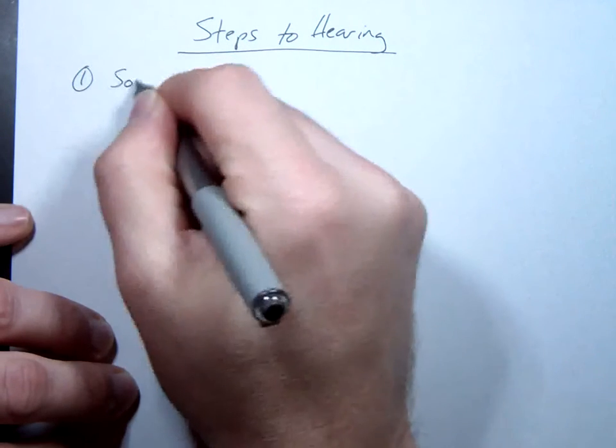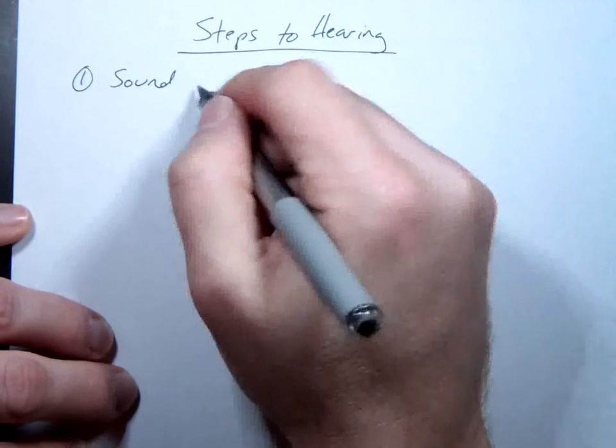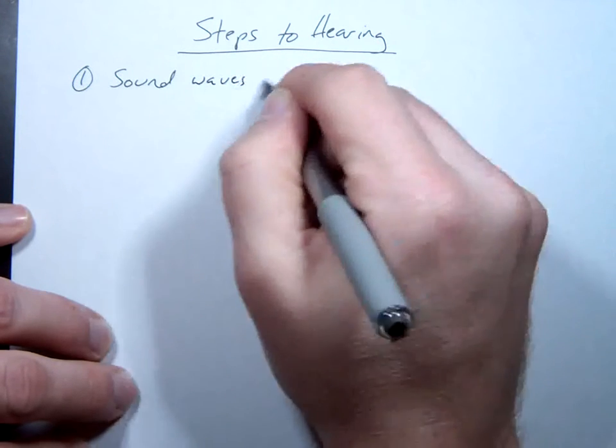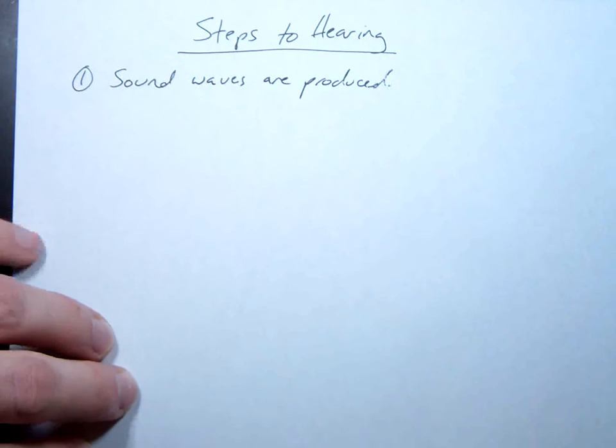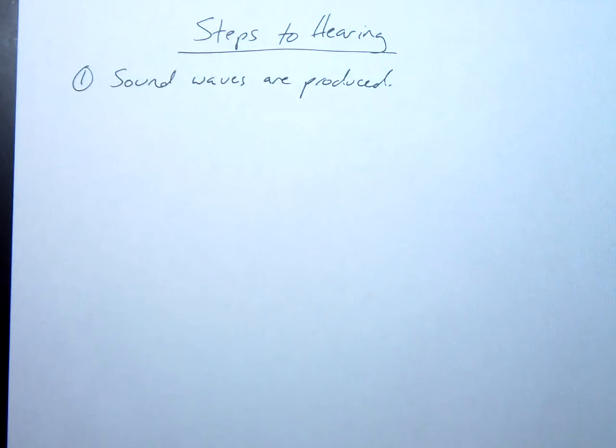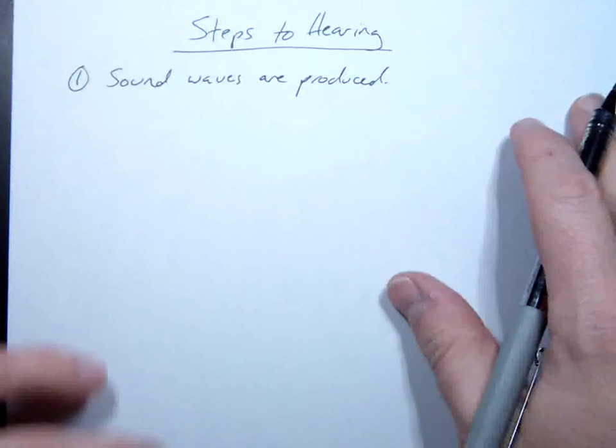First, sound waves are produced. And that could be from any place. Right now I'm hearing the freezer in the classroom, music really kind of faint, my own voice, students snoring.